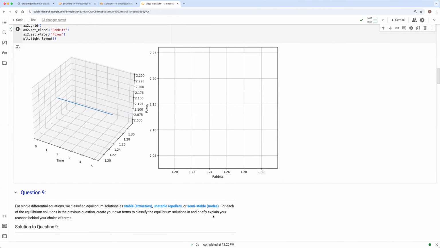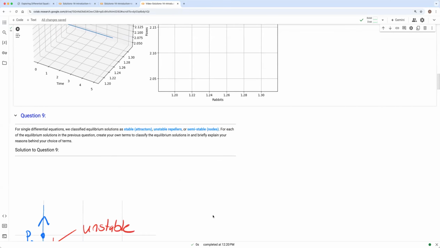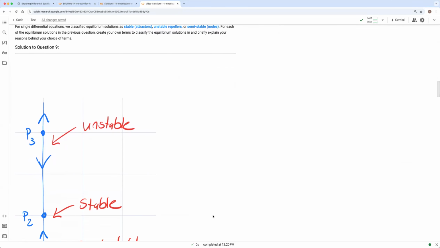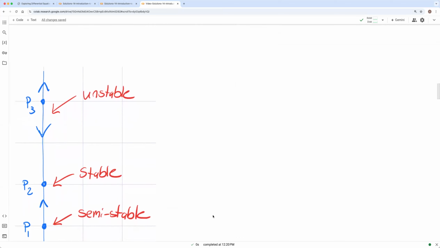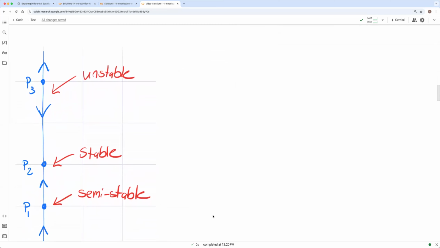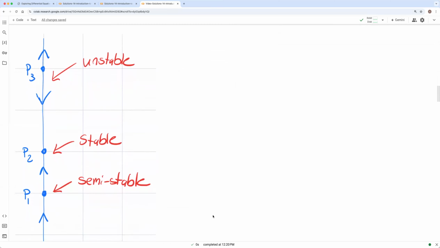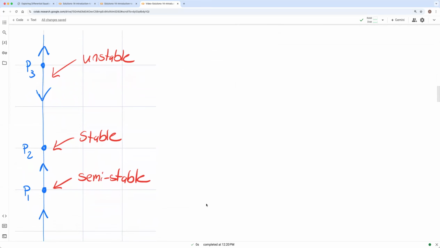And so for systems of differential equations, what would it mean to be stable, unstable, semi-stable? Just recall when we were working with a single autonomous first order differential equation, we were using phase lines instead of phase planes to understand the long-term dynamics of those solutions. And so if we identified, say, three equilibria for such a system, P1, P2, and P3, there are three possible behaviors.